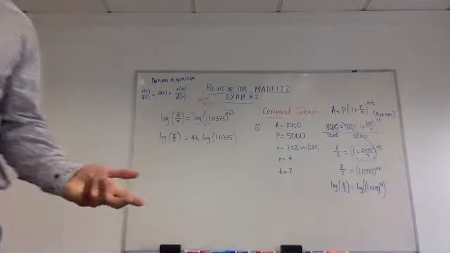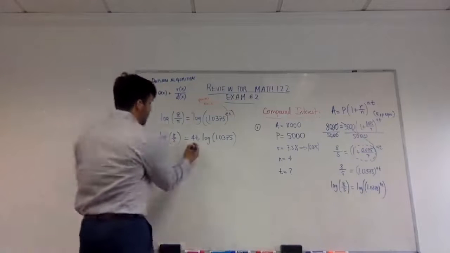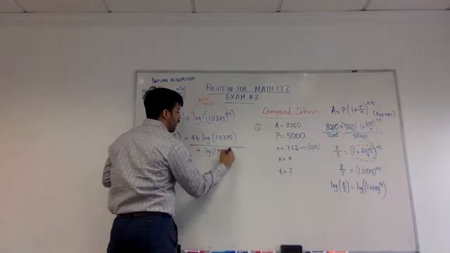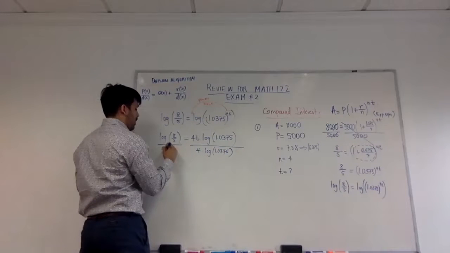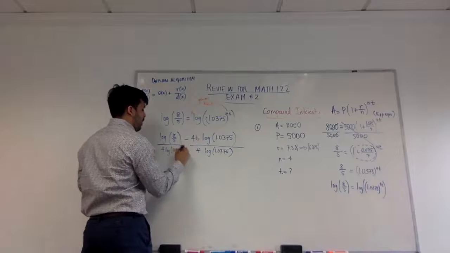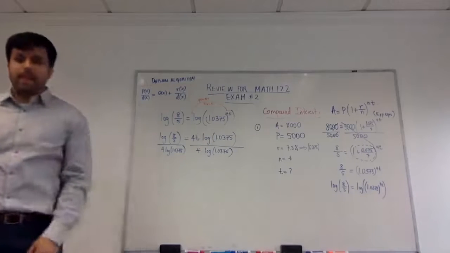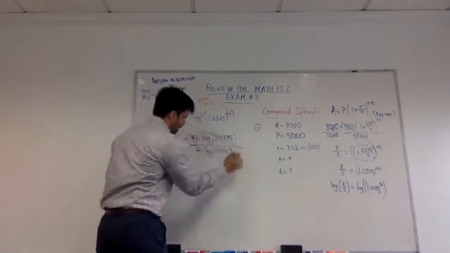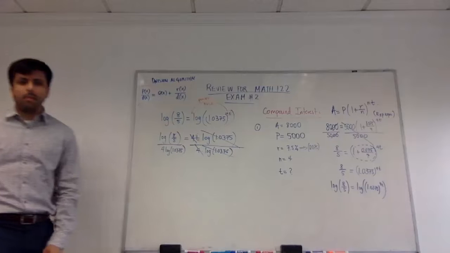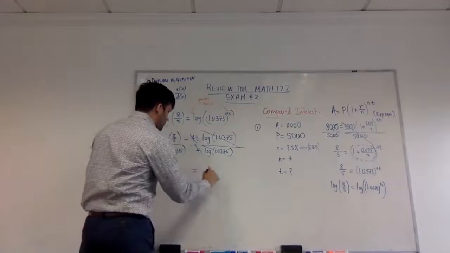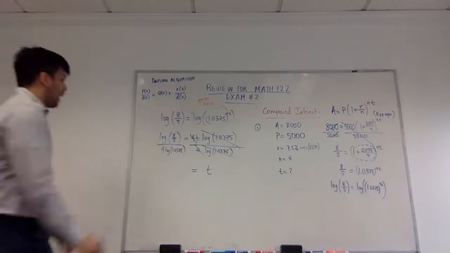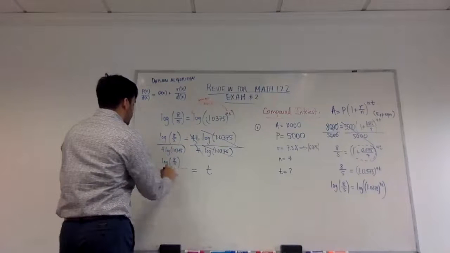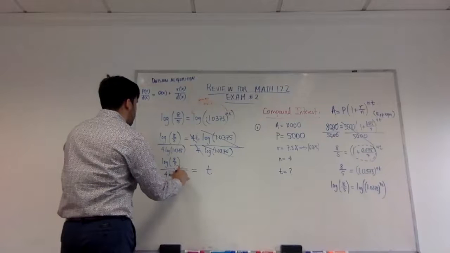How do I get t by itself? I need to divide both sides by 4 times log of 1.01875. And now the 4's cancel. The log cancels with this expression because they're the same. And I'm left with t on one side, and I got log of 8 over 5 divided by 4 log of 1.01875.